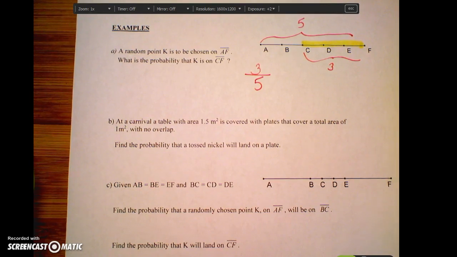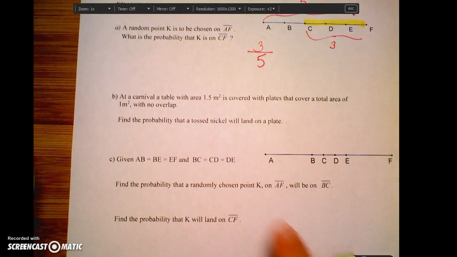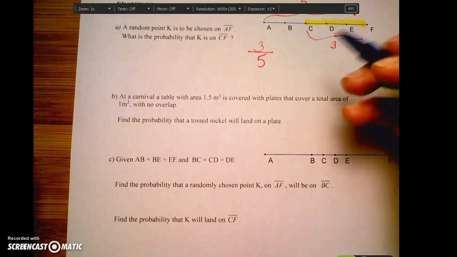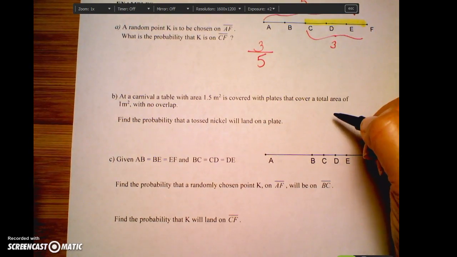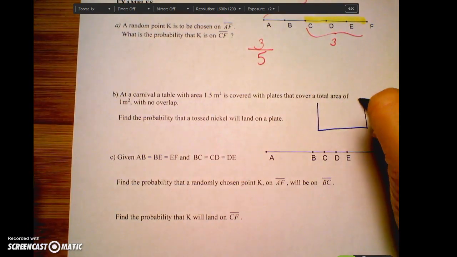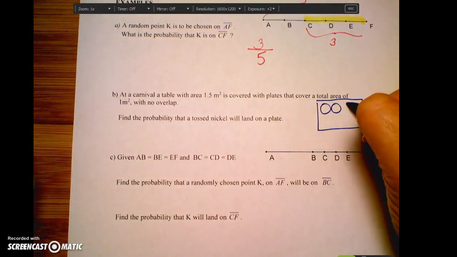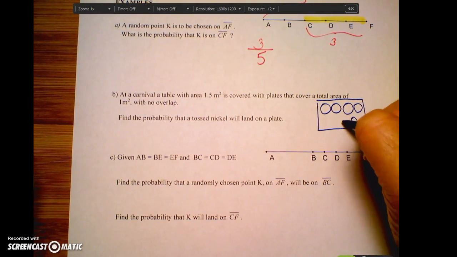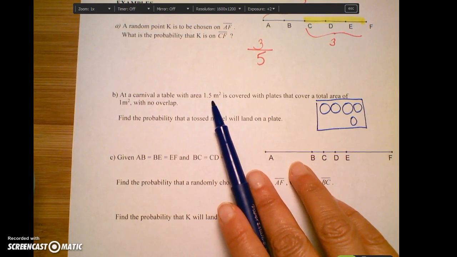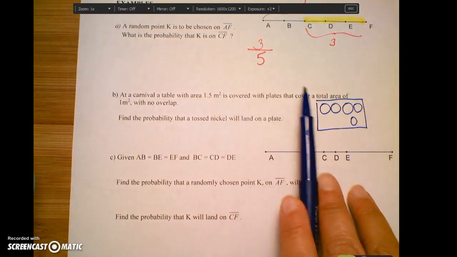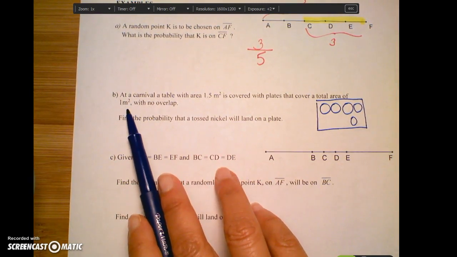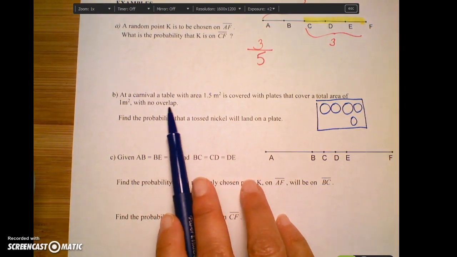Okay, and the second example, it's a carnival table. The area is 1.5 square meters. I think we've all seen this. The table's laid out, and then on top of the table are laid plates. So you usually end up with something like this, with little plates on top of it. And there's space between the plates, etc. So the table itself is 1.5 square meters. The total area covered with plates is only 1 square meter. And there's no overlap of the plates.